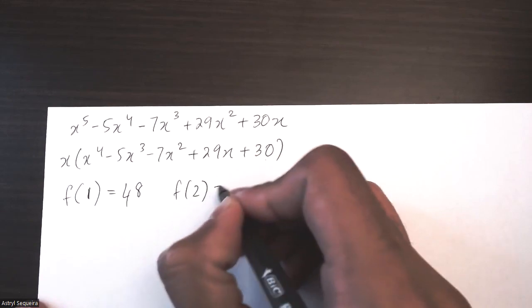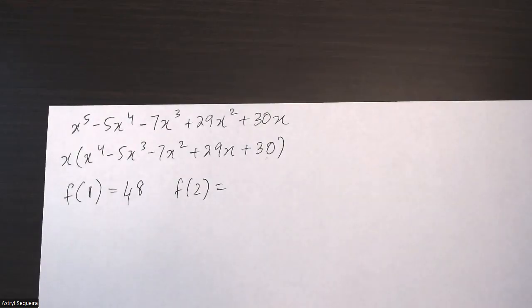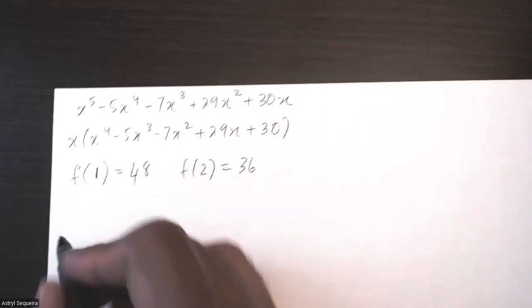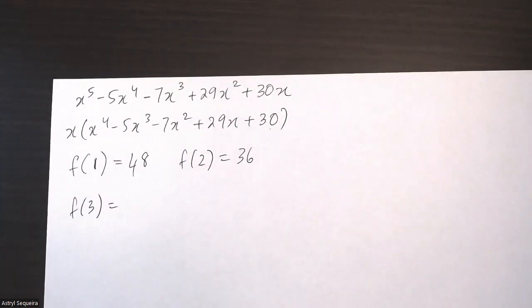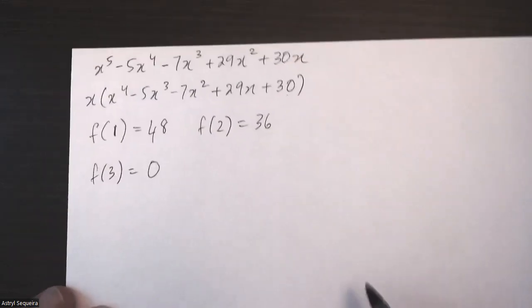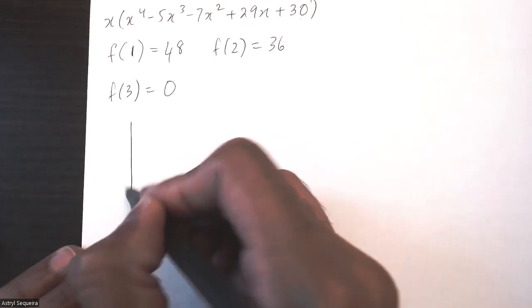Let's try f of 2 next. Get 36, so that's no good. Let's try f of 3 next. And f of 3 is 0 for this one, so I know 3 is a perfect factor here.